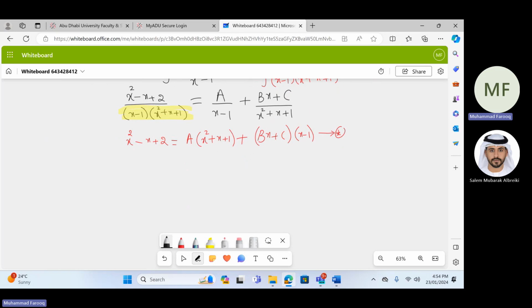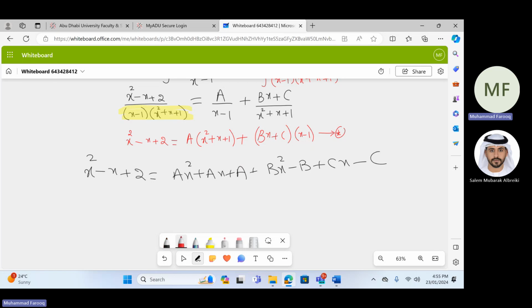Now because we need B and C also, so what you do, please? Expand star equation. Open the star, please. So x squared minus x plus 2 is equal to ax squared plus ax plus a plus bx squared minus bx plus cx minus c. I expand the star equation. I simply multiply. I open it. Understand?